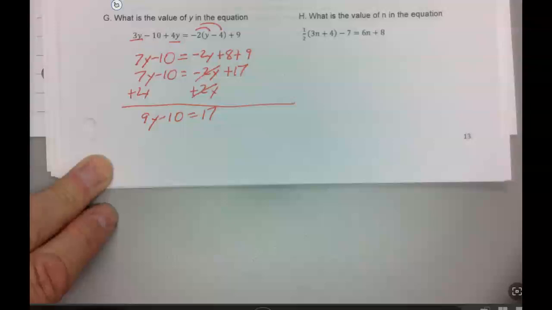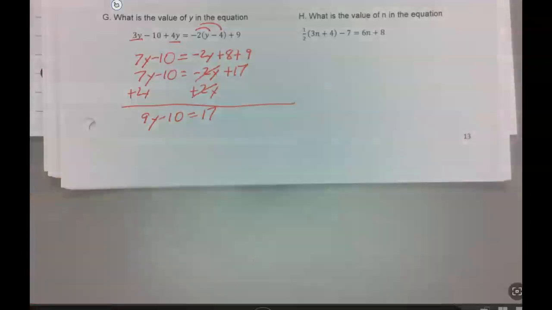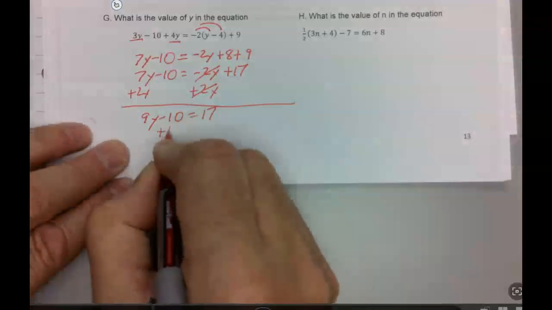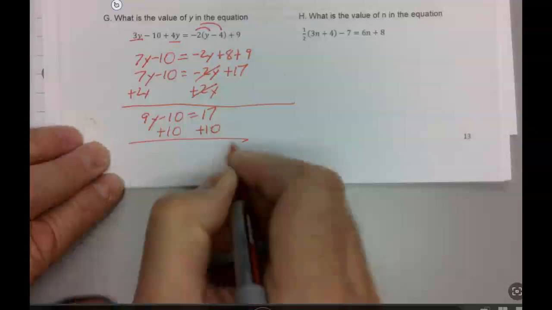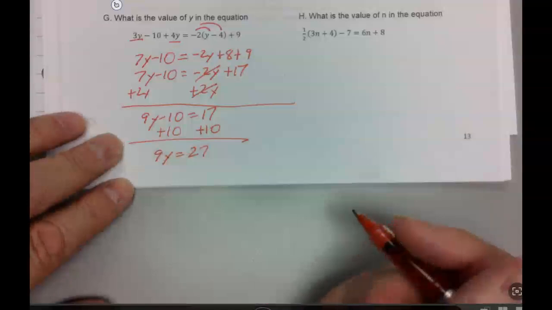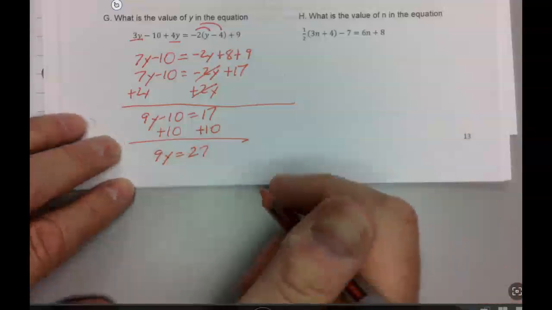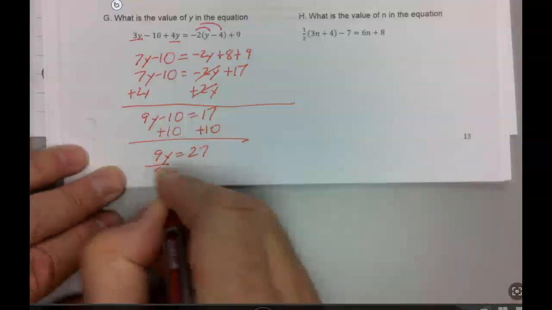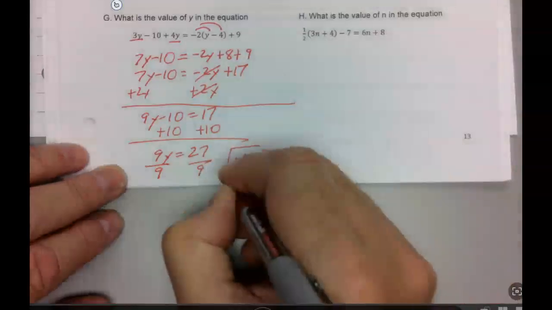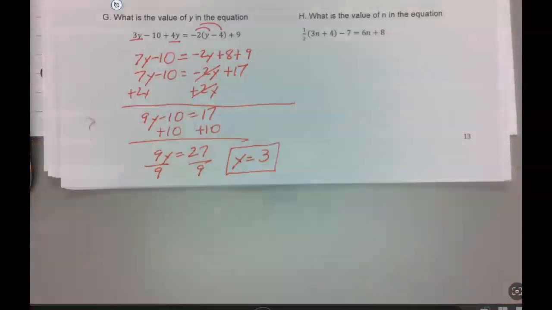And then, Caden, what are we going to do next? You're gonna add 10. Very good. Add 10. So it gives me 9y equals 27. And then what are we going to do next here, Callie? Divide by 9. So what's y equal to? 3. Box in your answer. Okay?